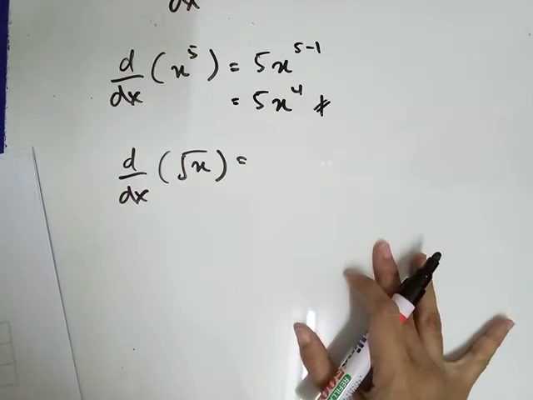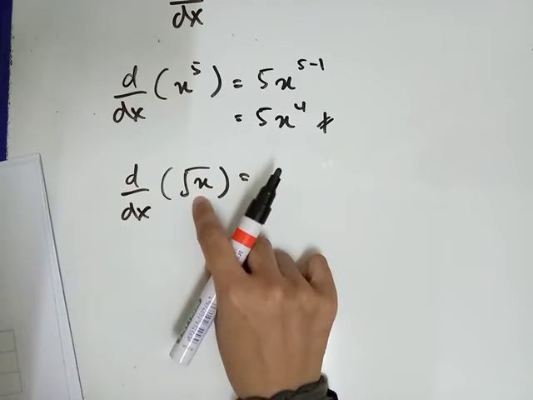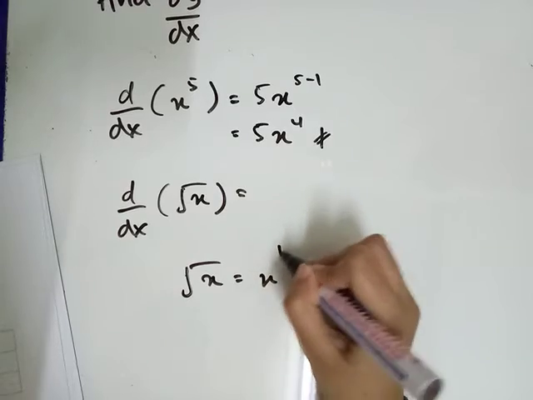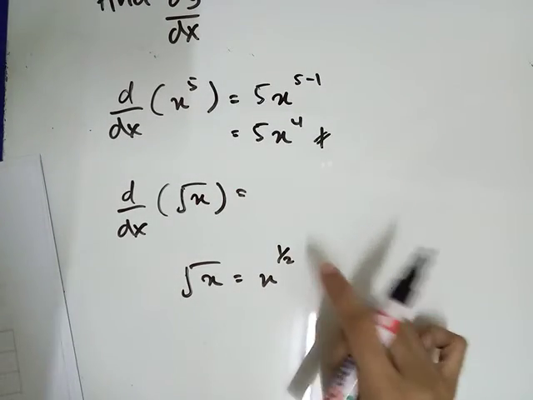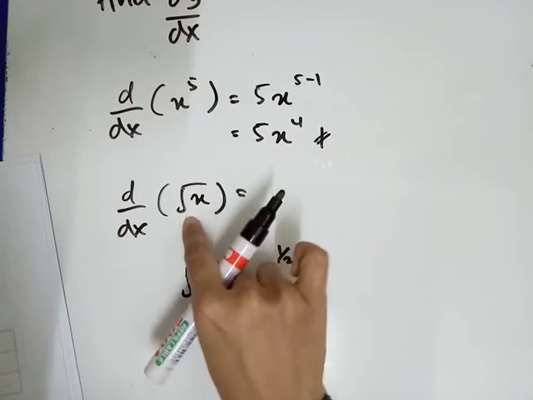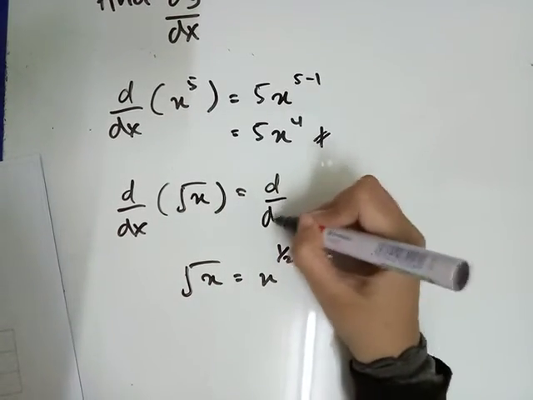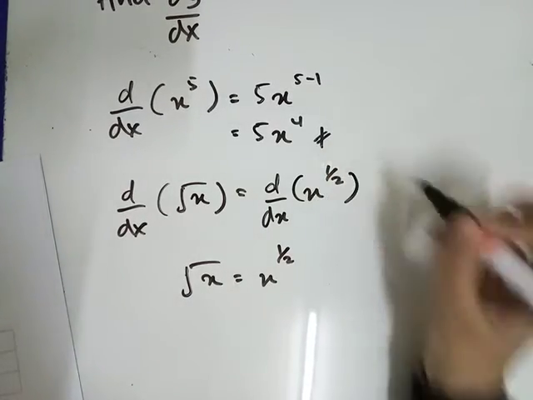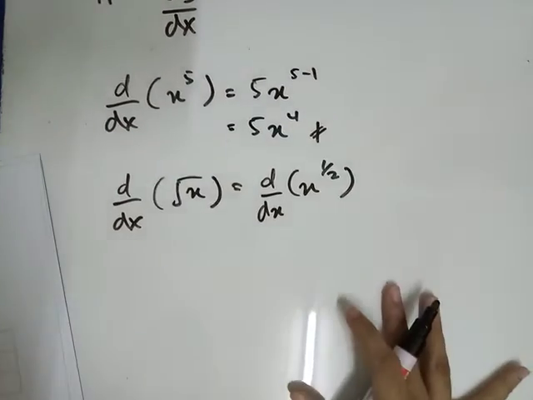Okay, square root x. So, how to differentiate? Square root x is equal to x power 1 over 2. So to differentiate square root, you have to convert it into power, that means x power 1 over 2 first. And then you can differentiate.